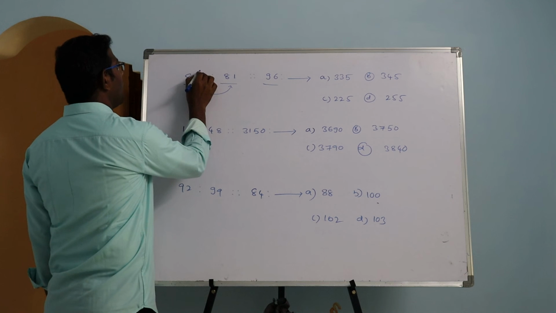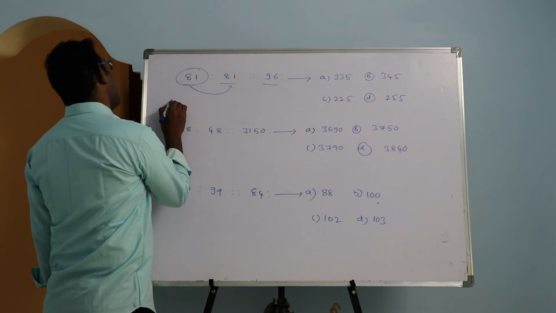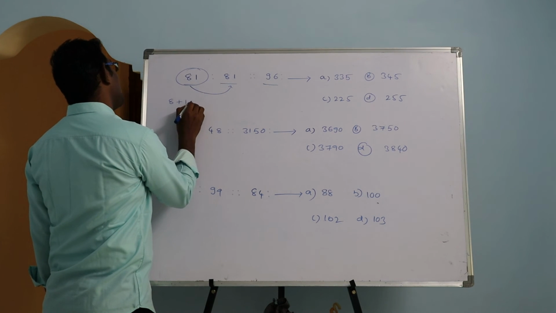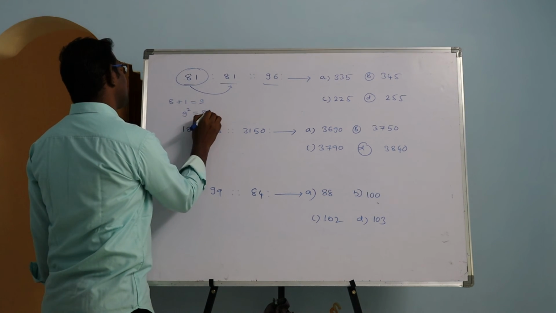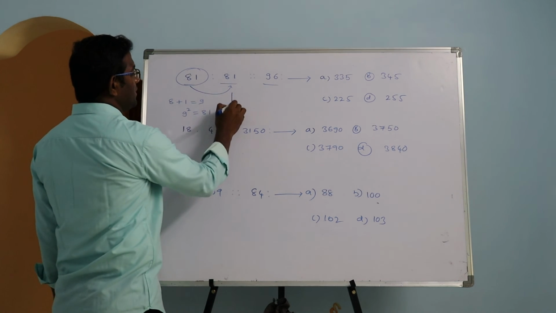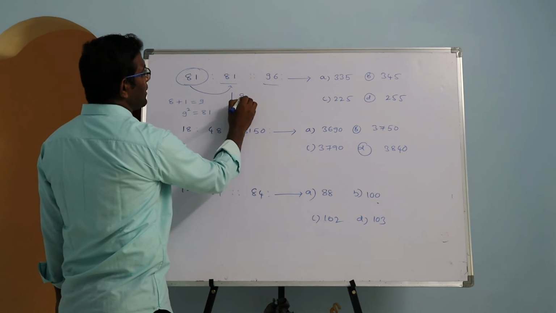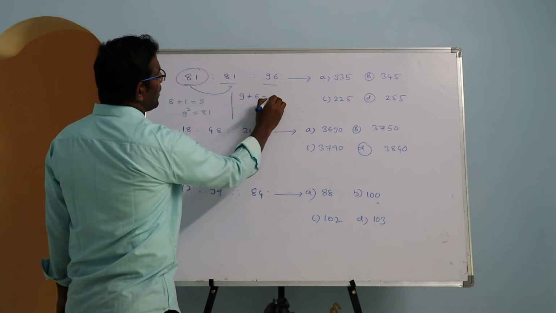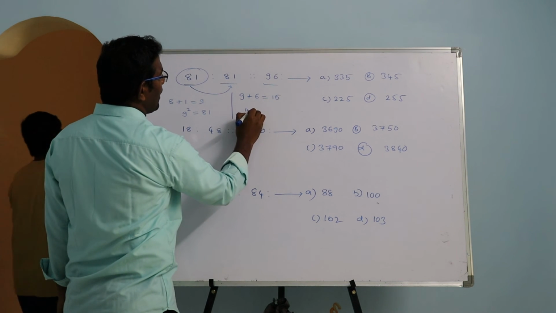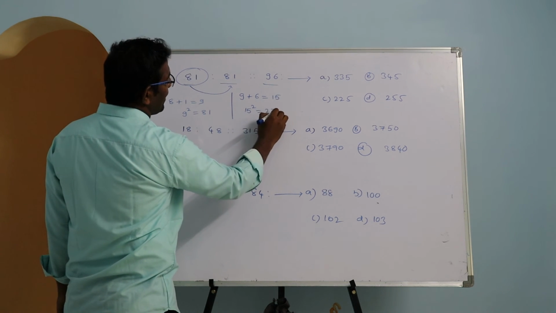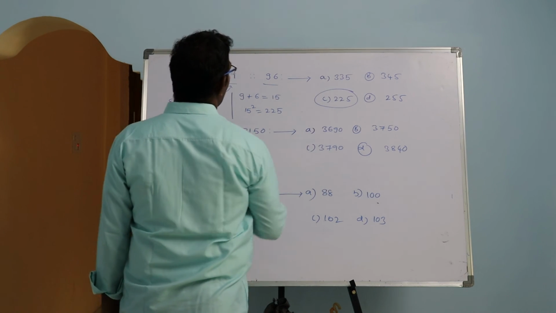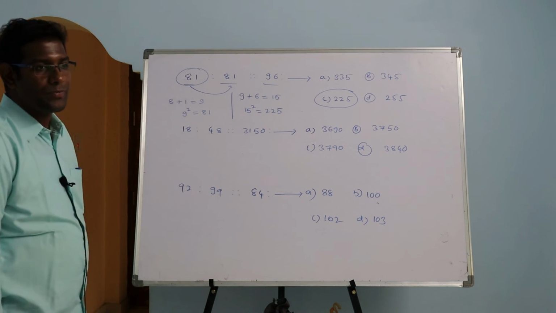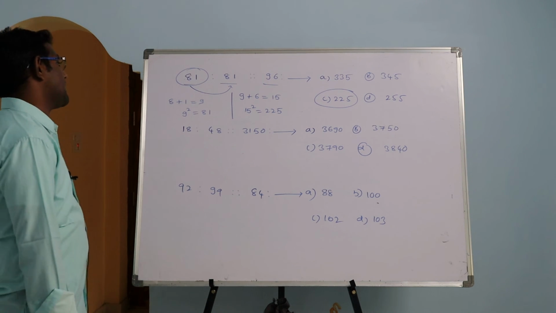81 can be split as 8 plus 1. 8 plus 1, how much, sir? 9. What about 9 square? 9 square means 81. In the same way, 96 can be split as 9 plus 6. 9 plus 6, how much, sir? 15. What about 15 square? 15 square is 225. 225 is the square, option C. Next bit, sir.